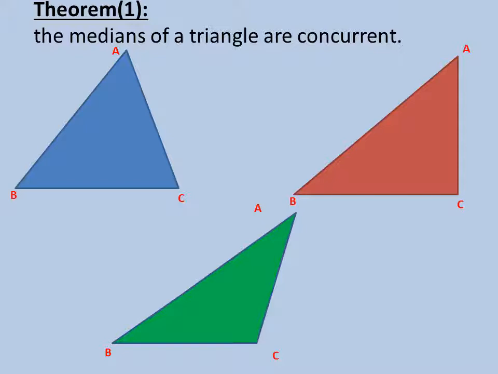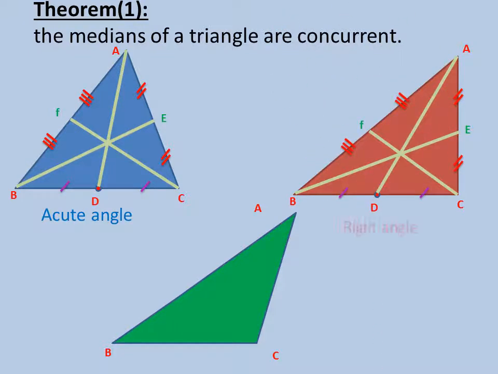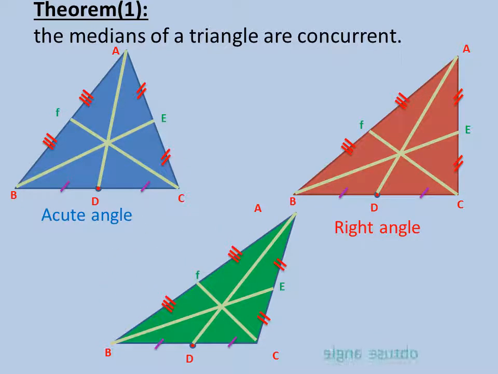Here we have three triangles. The blue one is acute, the red one is right angle, and the green one is an obtuse angle triangle. As we said before, any triangle has three medians. Here, the theorem told us that any triangle, whatever its type, the three medians meet at one point. In the acute one, also in the right angle, and also in the obtuse angle triangle.